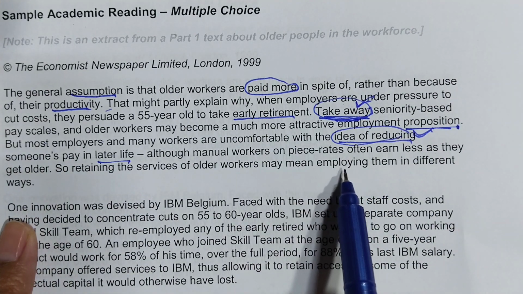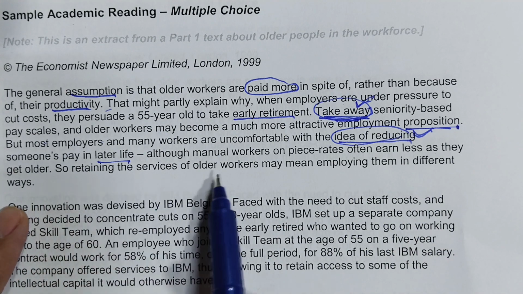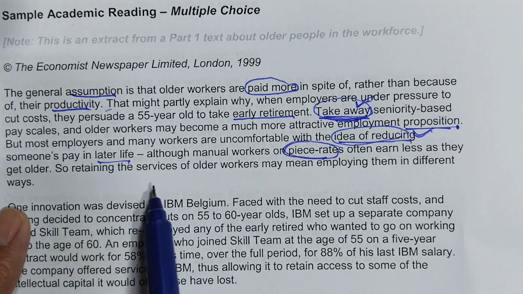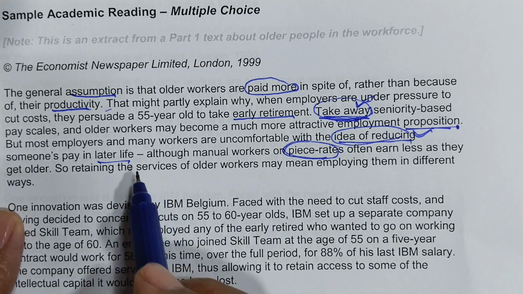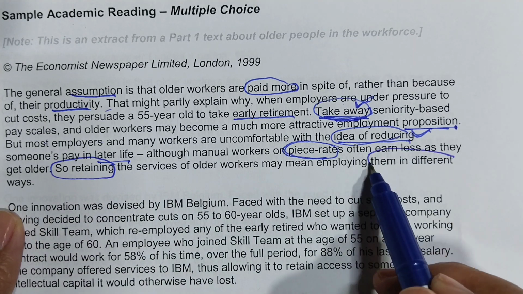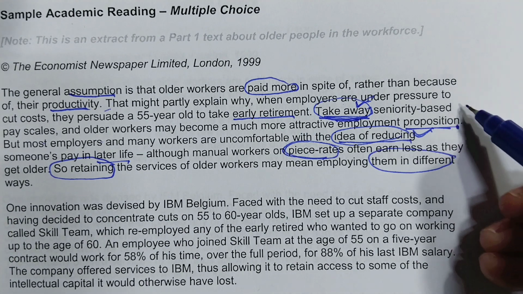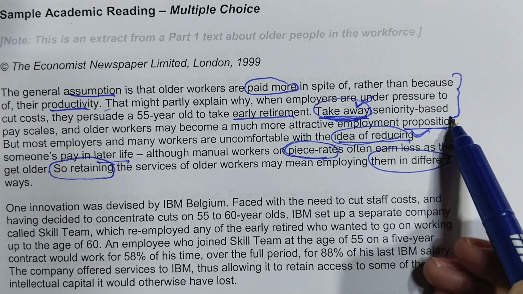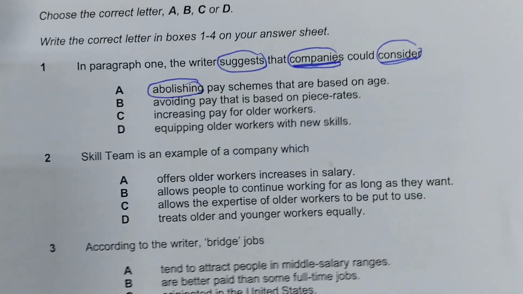And although manual workers on piece rates often earn less as they get older, another option is here. So retaining the services of older workers may mean employing them in different ways. Retaining means to continue working with them. So let's move towards our options now, because we have almost read the first 7 lines. But I am very comfortable with the first 3 lines. Always go for the first 3 lines of any passage for finding your answer.